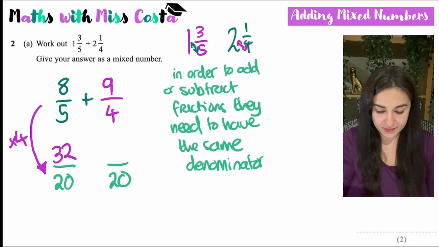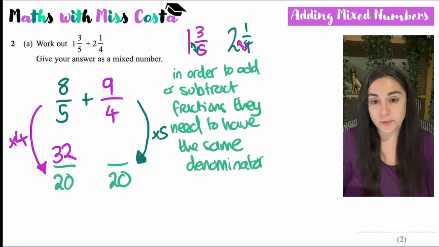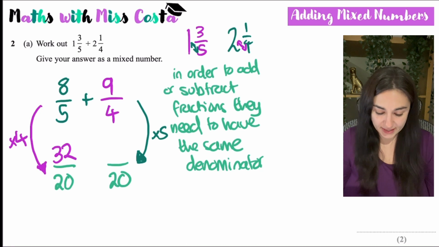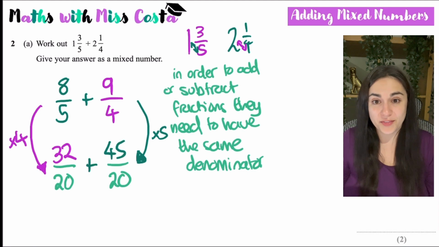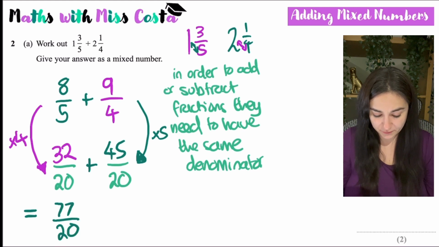I then think about the other side. What have I multiplied 4 by to get to 20? I've times it by 5. So I'm going to have to multiply the numerator by 5 as well. And 9 times 5 is 45. Now that they are both with the same denominator, I can just add them. So 32 plus 45 is going to give me 77 over 20.